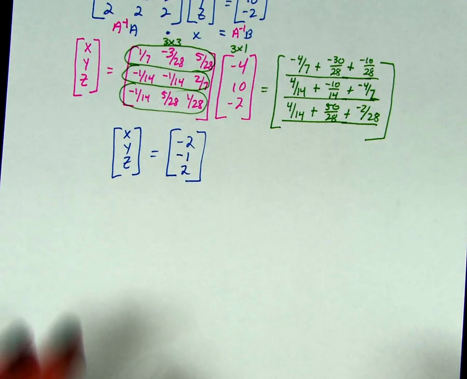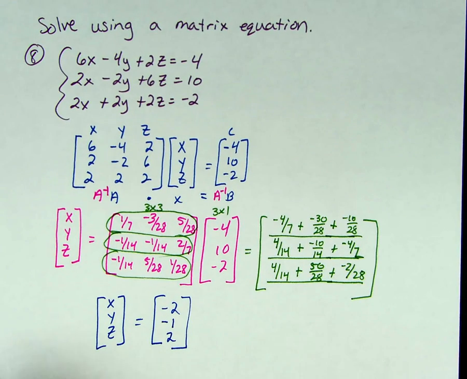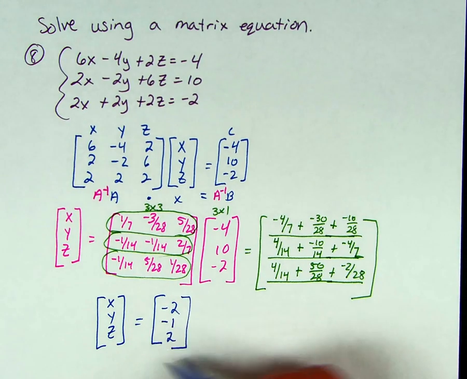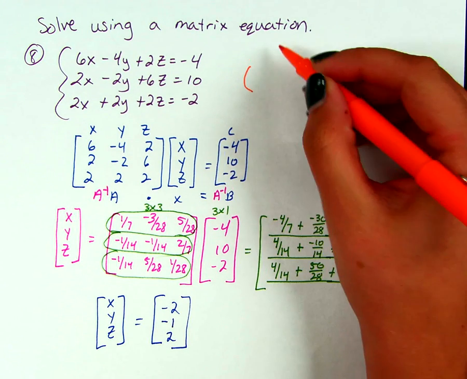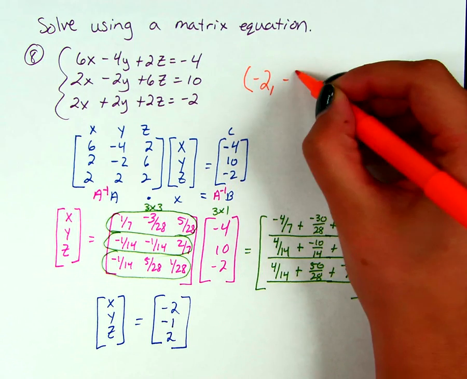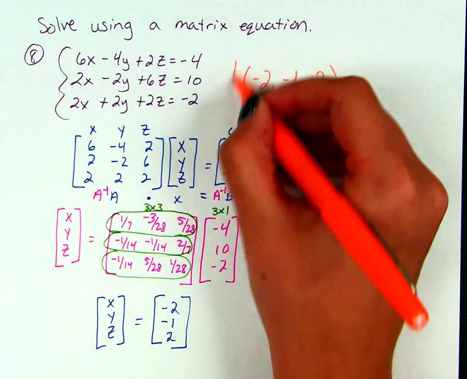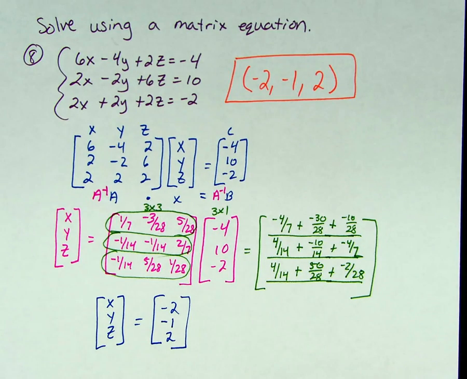All right, so again, the whole point of solving is to find the intersection. So this final matrix represents that ordered triple where our 3 planes, remember these equations represent planes, intersect. So our final answer as an ordered triple will be negative 2, negative 1, 2. So that is where the planes are intersecting. And that is going to conclude this section as well as this unit.